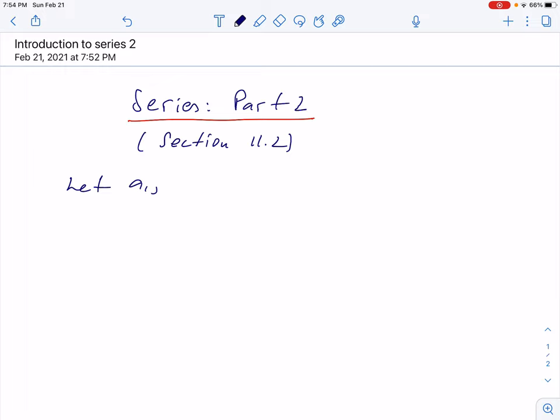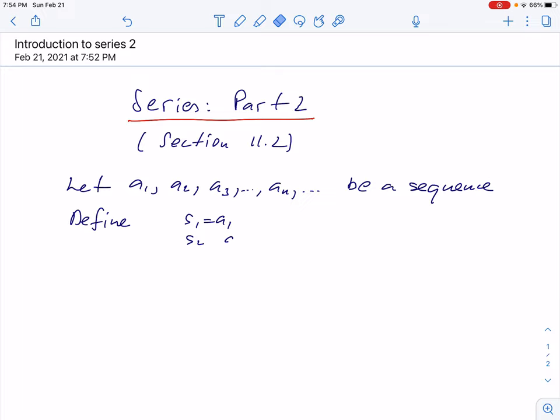Let A1, A2, A3, and so on, A sub n, and so on, be a sequence of numbers. Now, we're not discussing the limit. We form another sequence. We define a sequence of partial sums, which is defined this way. S1 will be A1, S2 will be A1 plus A2, S3 will be A1 plus A2 plus A3, and continuing like that, we come to S sub n, which is A1 plus A2 plus A3 plus and so on, A sub n, and we continue with this process.